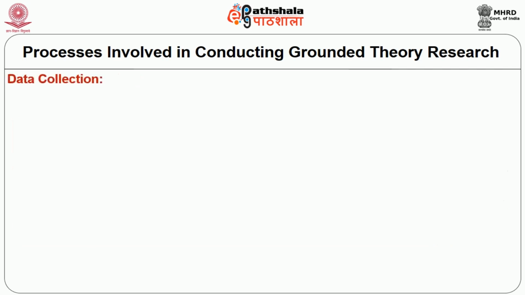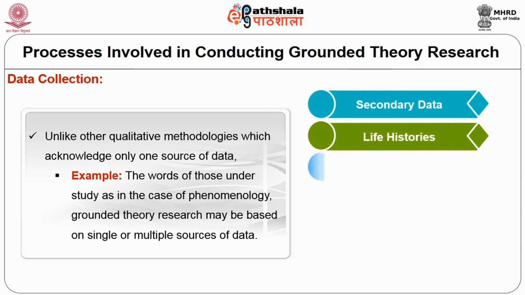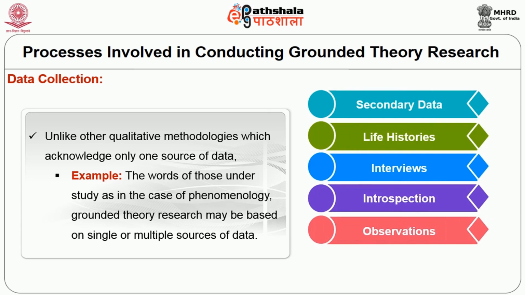The next aspect in grounded theory research is data collection. Unlike other qualitative methodologies which acknowledge only one source of data, for example, the words of those under study as in the case of phenomenology, grounded theory research may be based on single or multiple sources of data. These might include secondary data, life histories, interviews, introspection, observations, and memos.